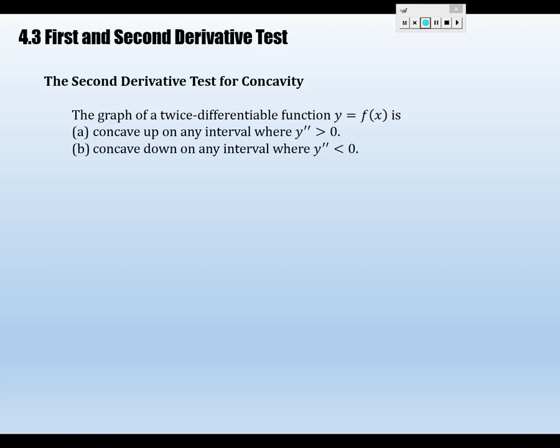Concave up if y double prime is positive. Concave down if y double prime is less than 0. So now we have 3 ways of saying the same thing. F is concave up, y prime is increasing, or y double prime is positive. And say those things again for concave down, right? Does that make sense? 3 ways of expressing the same idea.